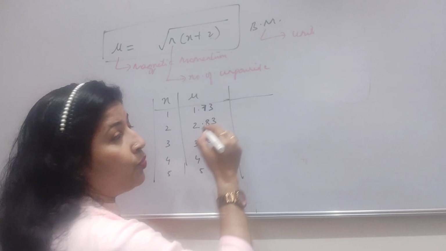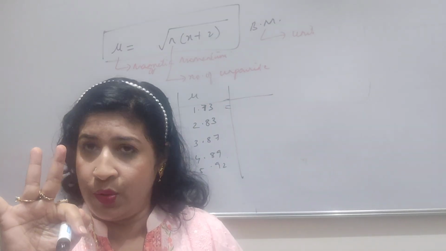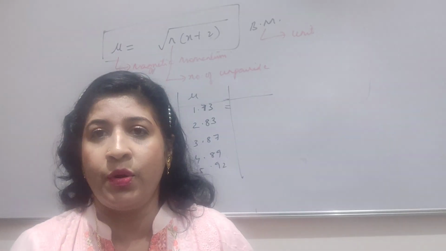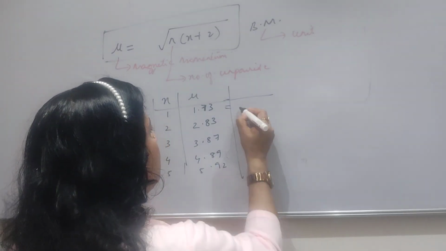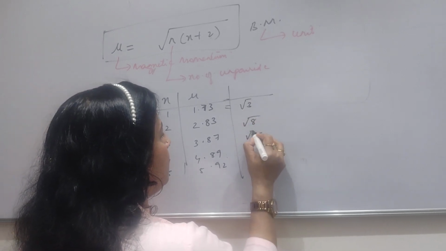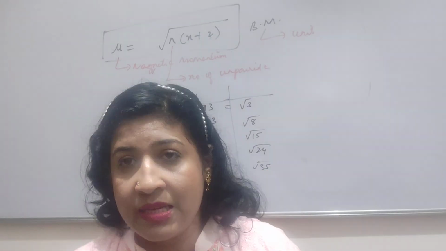Sometimes they give you the same magnetic moment in a different way. That is root 3, root 8, root 15, root 24 and root 35. So root 3, root 8, root 15, root 24 and root 35 is being given sometimes.